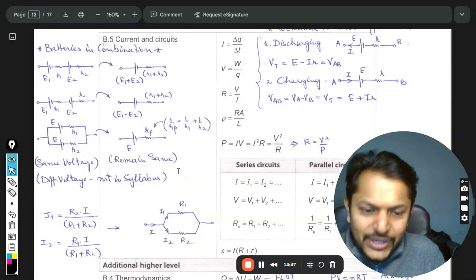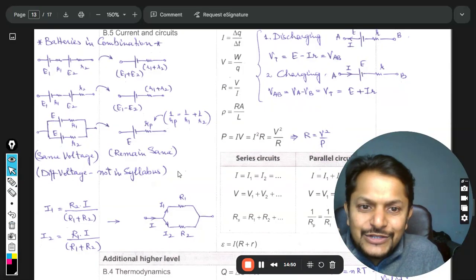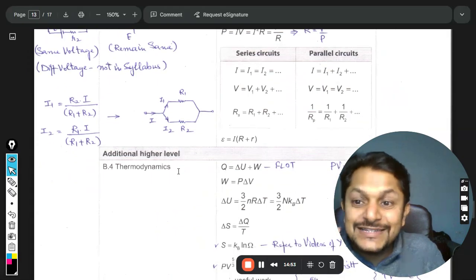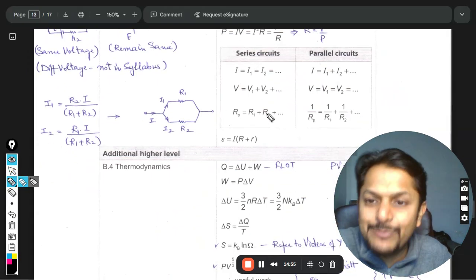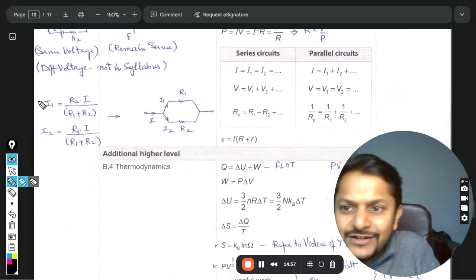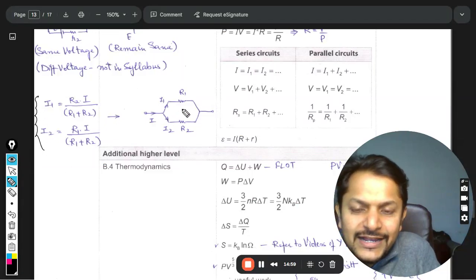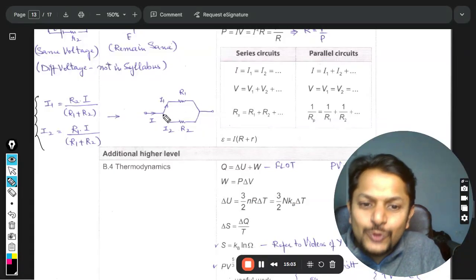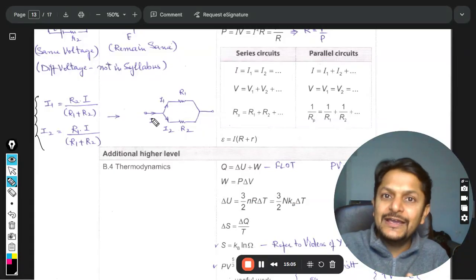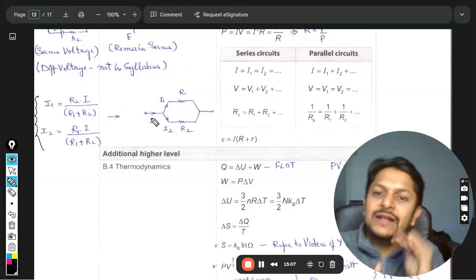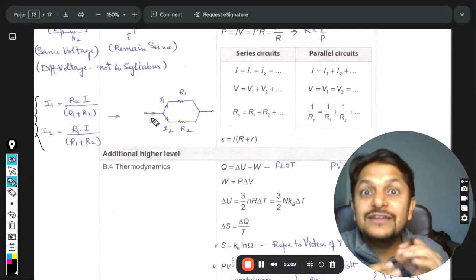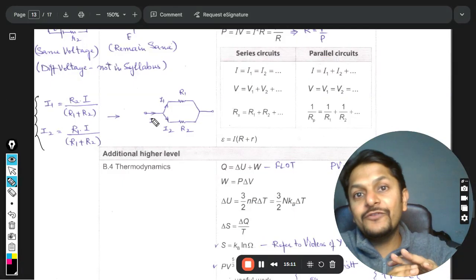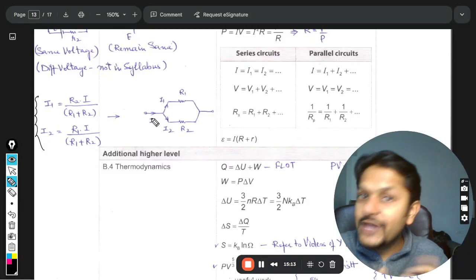Okay, now what next? When you're talking about resistances in series and resistances in parallel, there is another formula here. Let's say these two resistances are in parallel, R1 and R2, and the total current which is coming is I. You're dividing this current into two parts, I1 and I2. So there is a shortcut formula for this again, if you can remember.